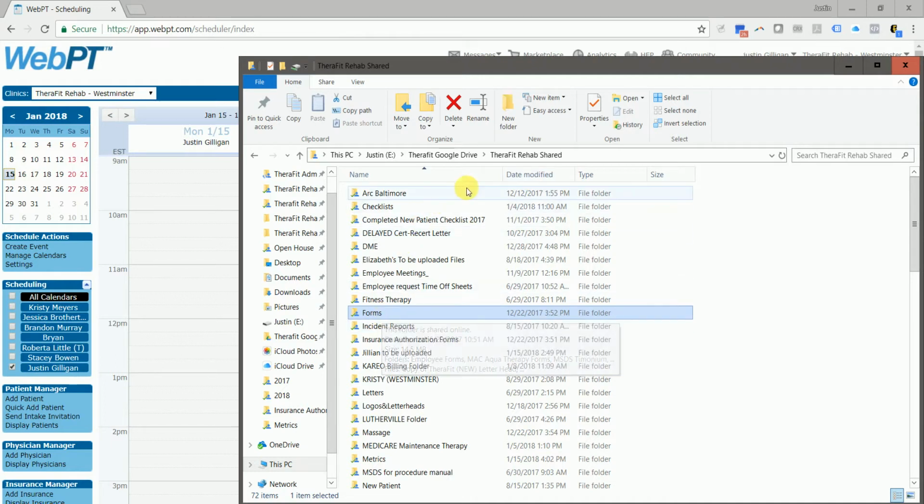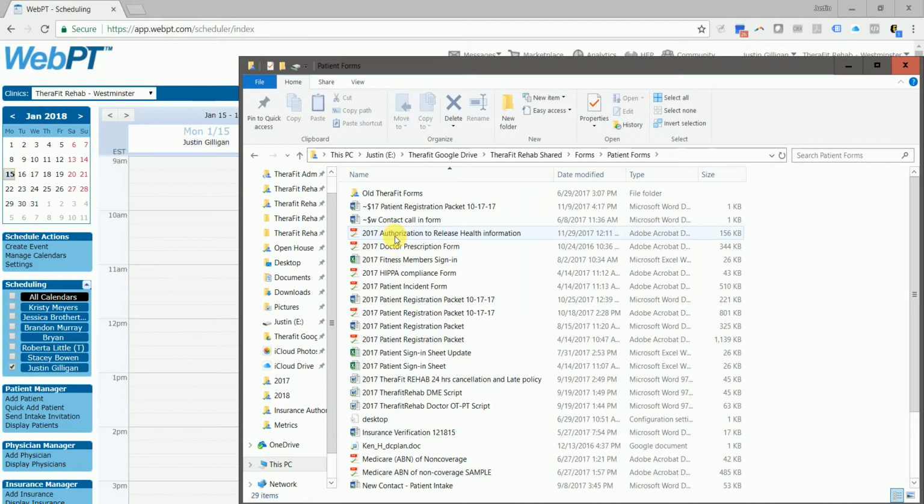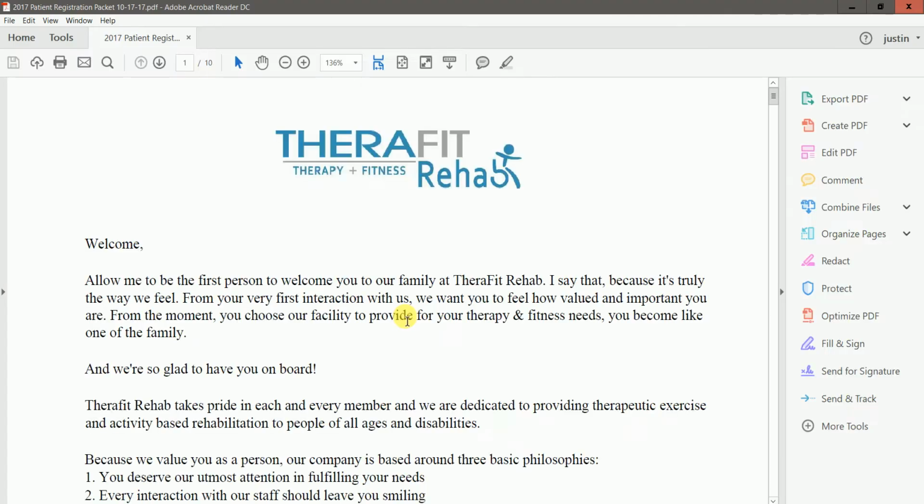In order to find that, all you need to do is go to TheraFit Rehab's shared folder. You open up the forms. Inside there's a folder called Patient Forms. And then in here, you're just going to go to the 2017 patient registration packet, and you want to be pulling up the one that has been updated the most recently. So as of this video, that would be the 10/17/17. So I'm going to go ahead and open this.